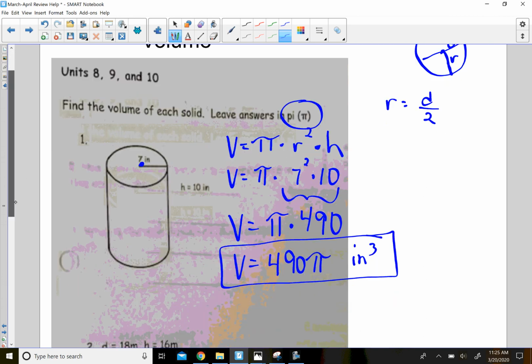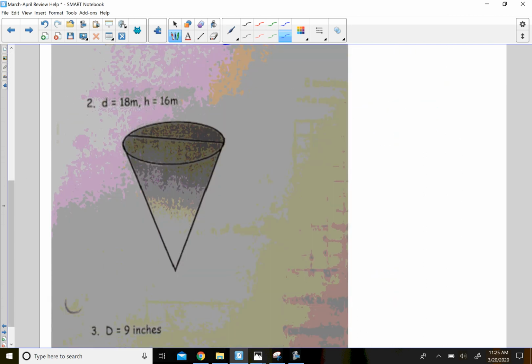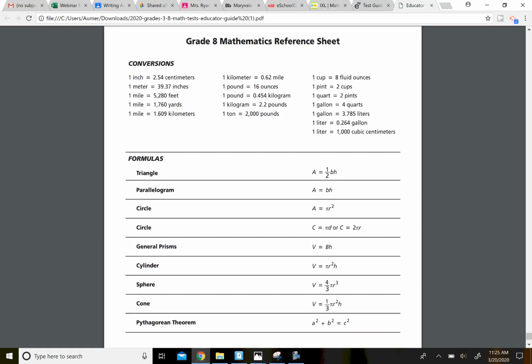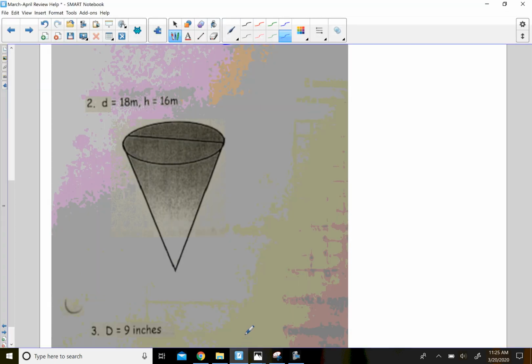Then if I go down to the next one here, this time we don't have a cylinder. This shape would be a cone. Think about a traffic cone, or a sugar cone for ice cream. If I go back to my reference sheet, the cone and cylinder have almost the same formula. The cone just has this 1/3 in there because probably shortly after we get back to school, we'll do a little experiment where I have a cylinder and a cone that are the same height, and the circle that I use for them is the same.